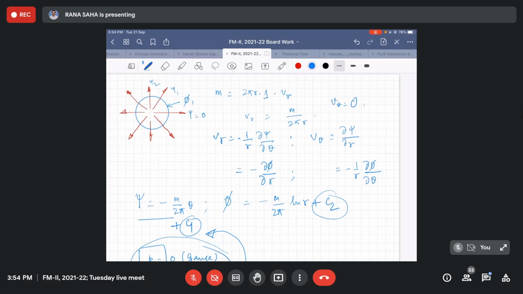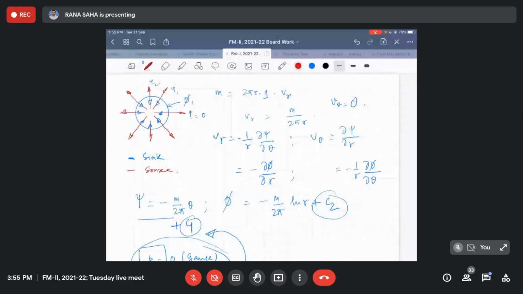Otherwise, how can you give space for the flow? So basically, in case of a sink, the direction is towards the center instead of coming out from the center. So this is the representation of the sink. I have drawn this line for sink and red for source.